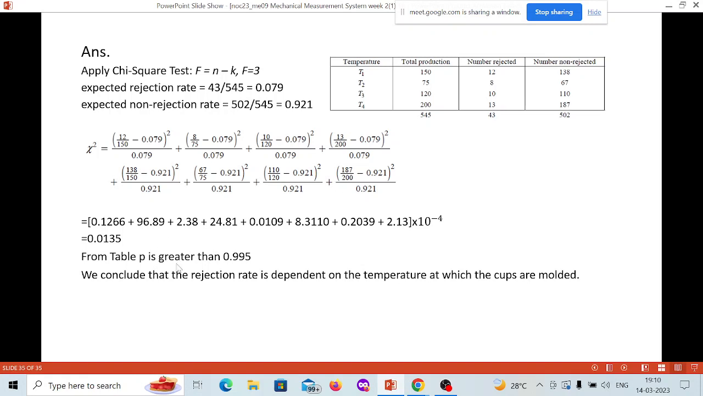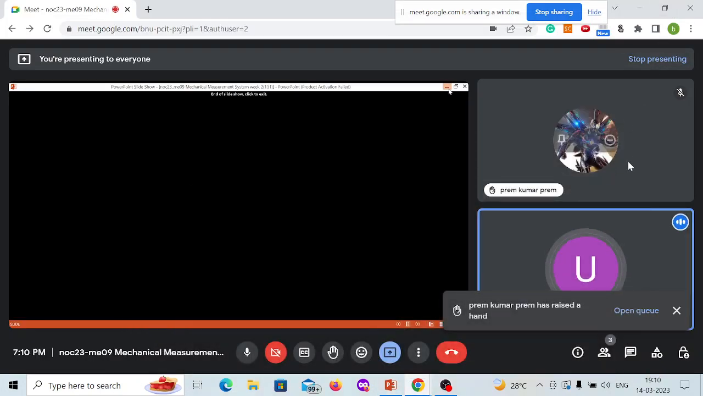So from the table, for 0.0135 and 3 degrees of freedom, we find out what the probability is. So that probability will be greater than 0.995, which concludes that the rejection rate is dependent on the temperature. As the probability value is greater, the relation is good. So it is assumed that the rejection rate is dependent on the temperature. So that's all for today. If you have any doubt, you can ask.